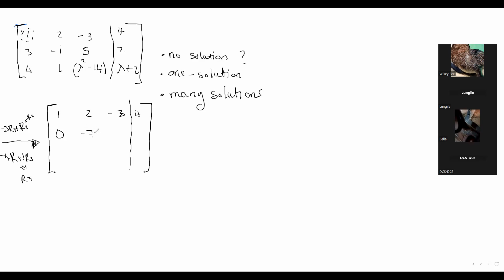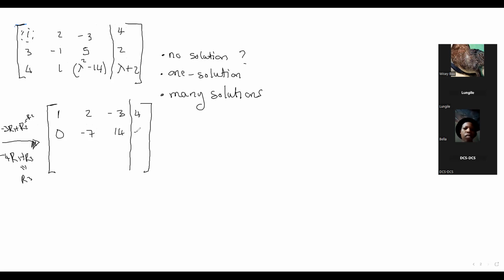Minus 7. Then I do for this one again. Minus 3 times minus 3, that's 9. 9 plus 5, that's 14. Minus 3 times 4, that's minus 12. Minus 12 plus 2, that's minus 10.